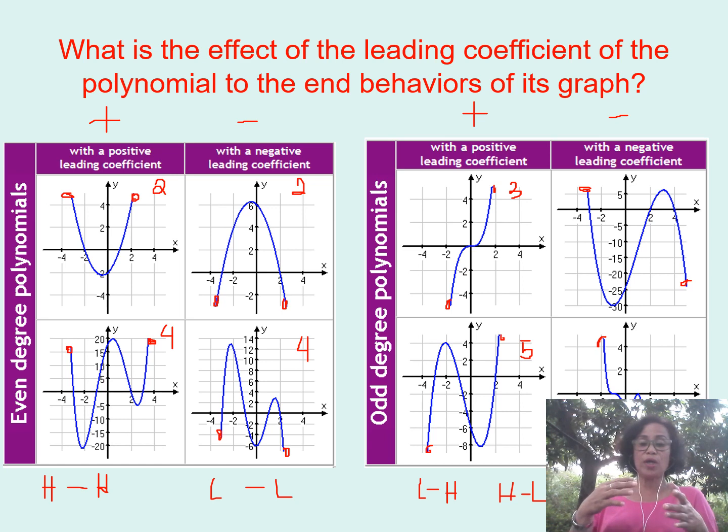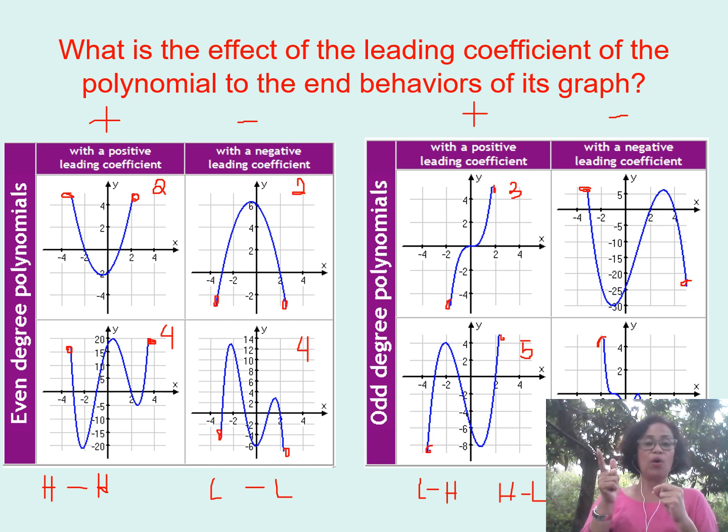Okay, so which means the leading coefficient and the degree affect the end behaviors of the polynomial function. As to the degree, take note, even-degree polynomials will always start at the same level and will end at the same level. Meaning, if it started high, it will end up high. If it starts at low, it will end at low.